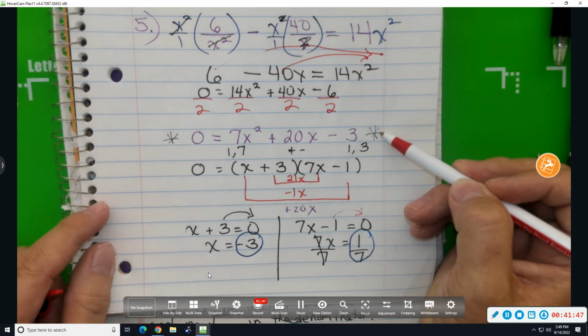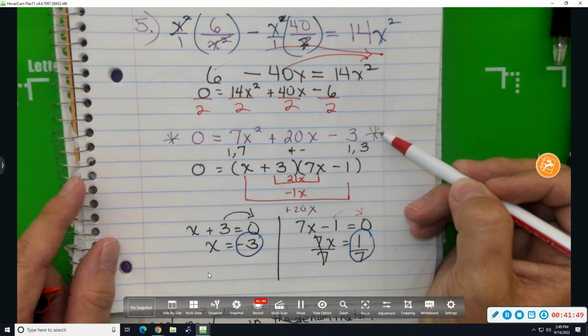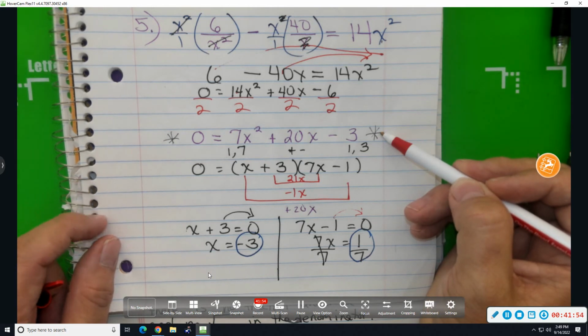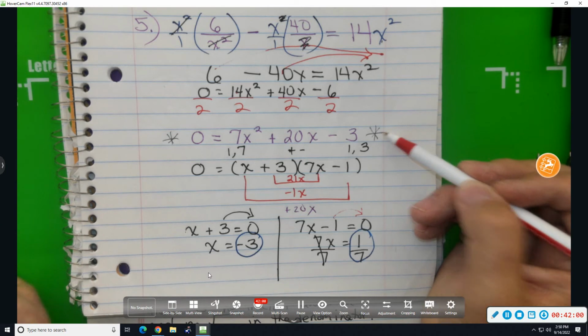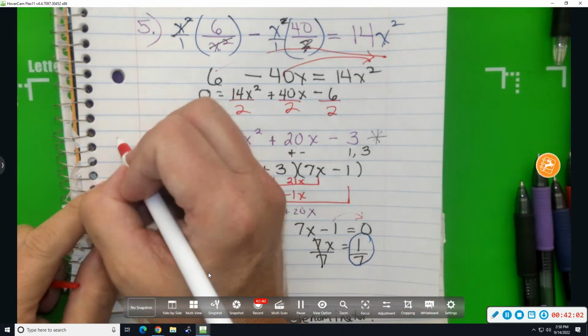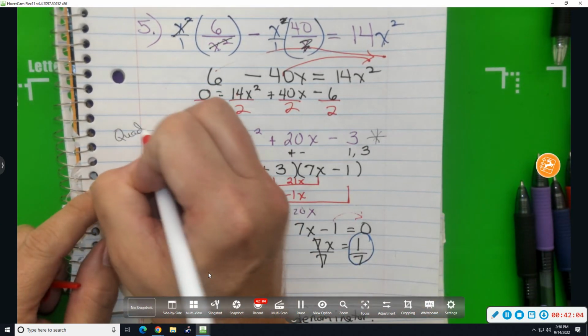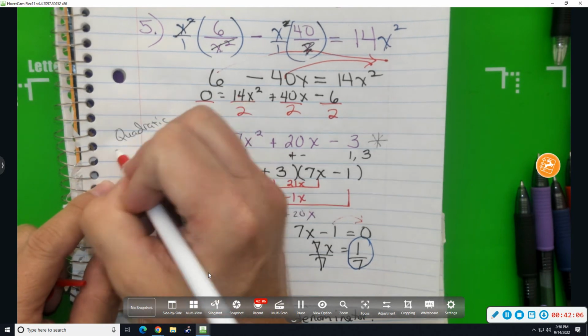It starts with two words. The first word starts with a Q. The second word starts with an F. You were doing it in your last homework assignment. Quadratic formula? You could have used the quadratic formula for this. You know, I'm going to use the quadratic formula.